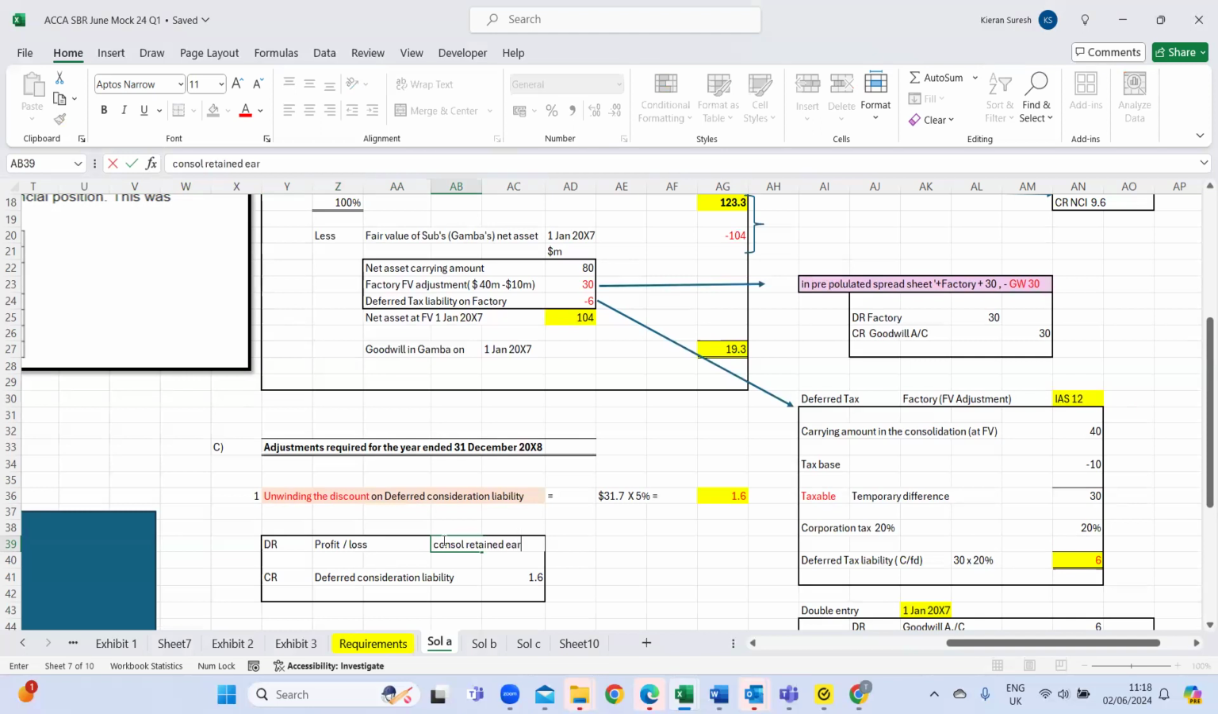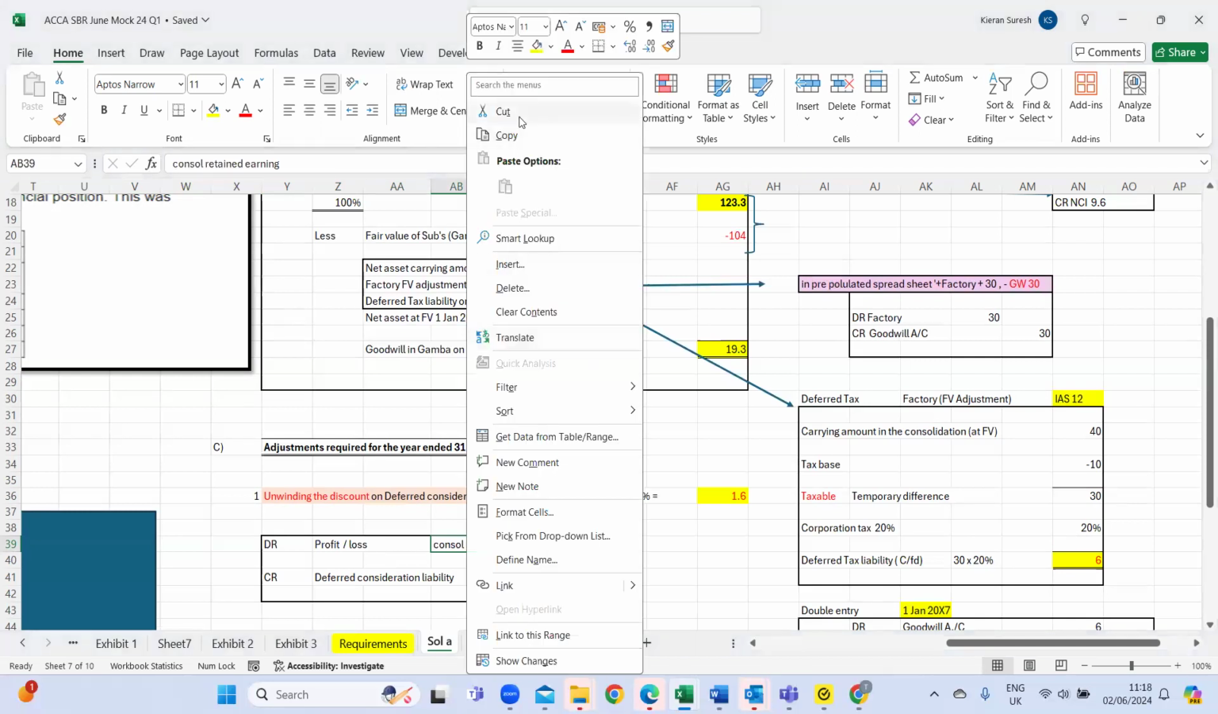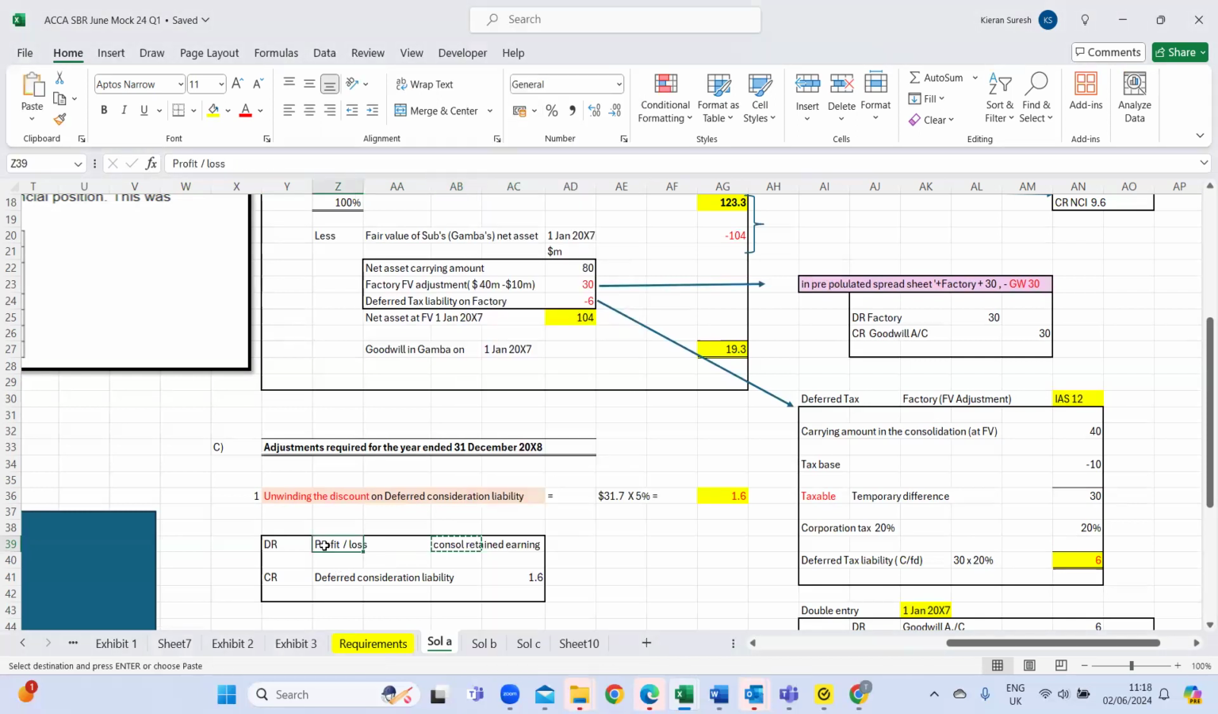In the consolidated retained earnings, on that line, I'll make this now, because I don't have a profit and loss account. What I have here is the consolidated balance sheet. All the profit and loss account items need to go to the consolidated retained earnings. I would debit the 1.6, right?